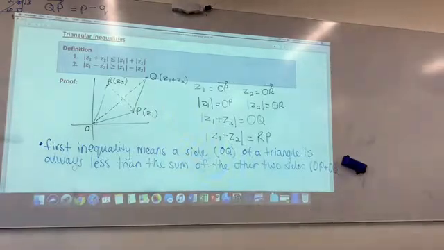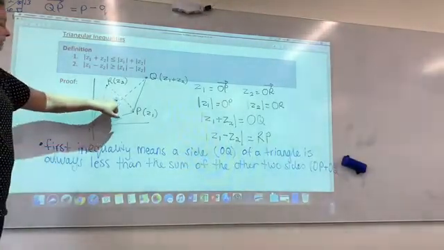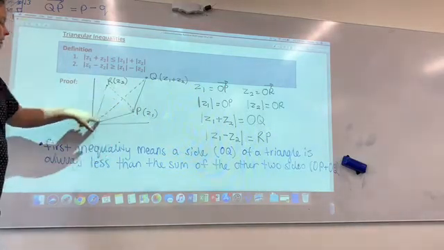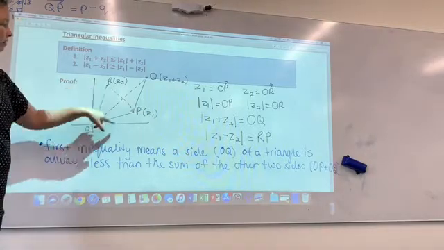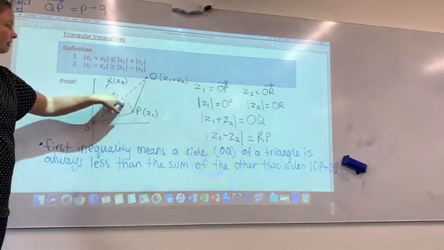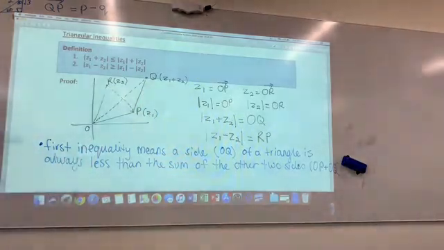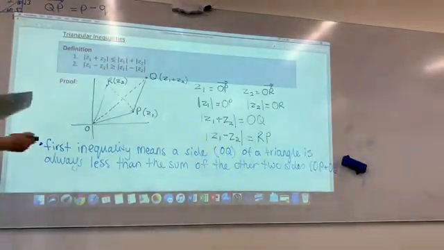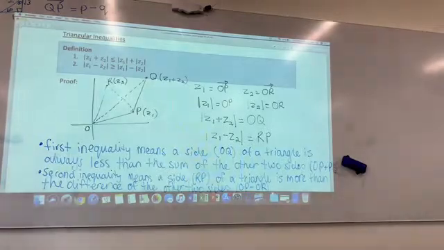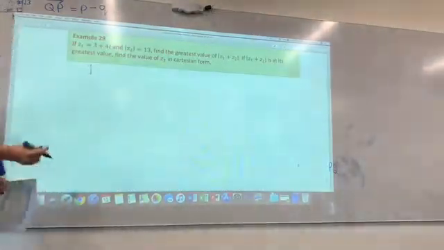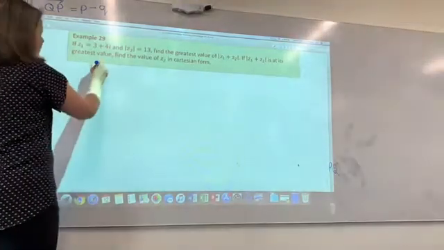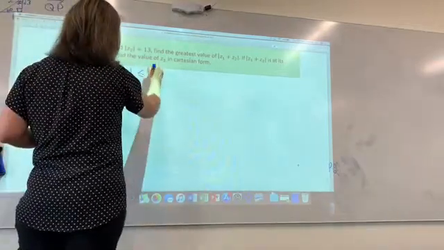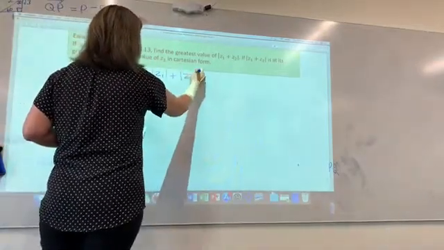And the second one is saying that this distance in here, going backwards this way, must always be greater than that one in there. So the second inequality means the side of a triangle is more than the difference of the other two sides. All it's doing is using the previous inequality from the top, which is mod Z1 plus Z2 must be less than or equal to mod Z1 plus mod Z2 separately.